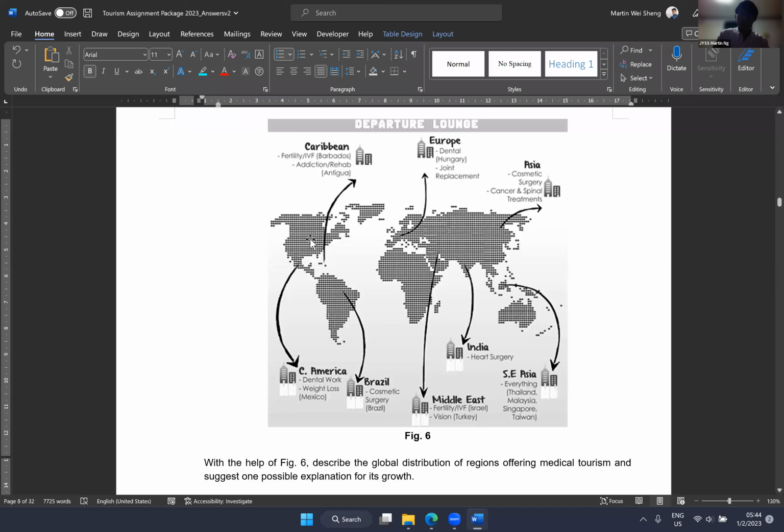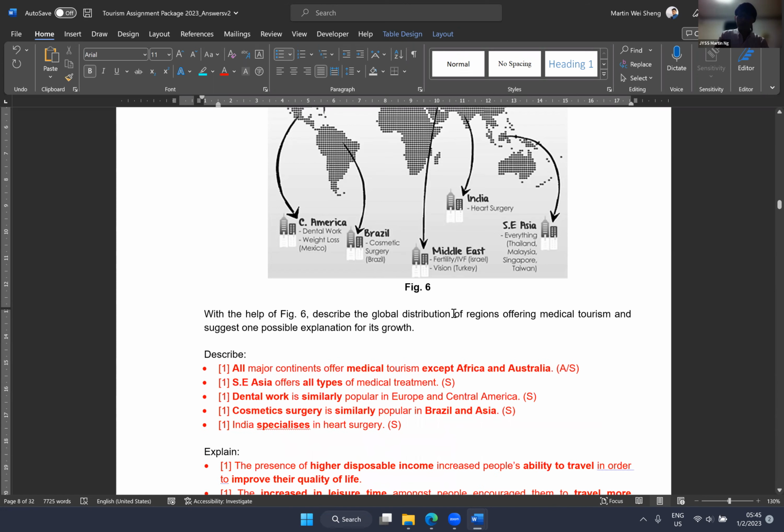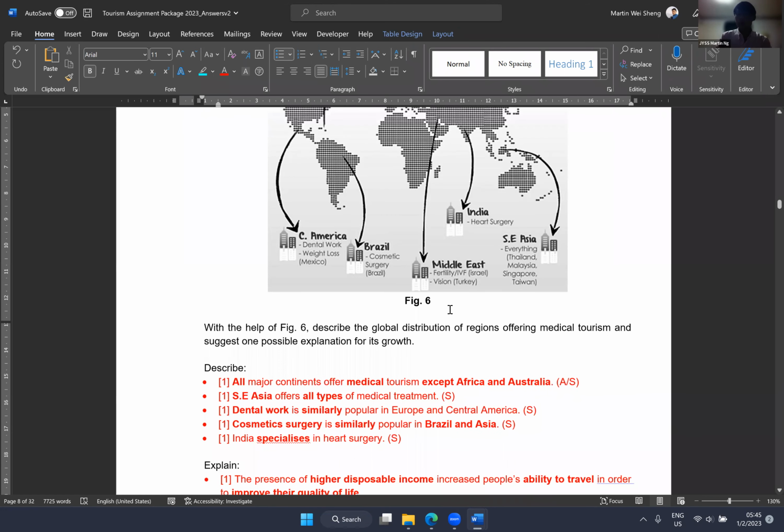So we can see that North America has medical tourism, Central America, South America all have medical tourism. Okay, Europe also has, Asia also has, Middle East also has, Southeast Asia also has. So only two areas which do not have medical tourism are Africa and Australia. All right, maybe you might want to think why is this so? Okay, later when we go for the possible explanation, we'll talk about it.